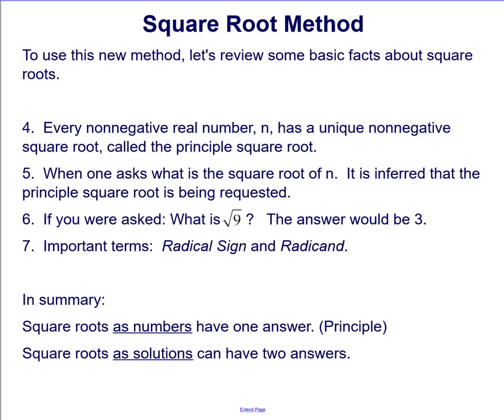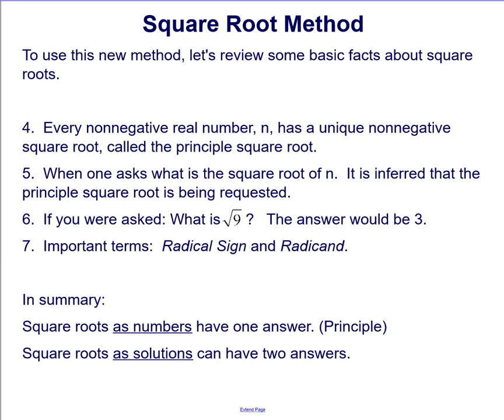Fact number 4, we're going to talk about a specific definition. Every non-negative real number n has a unique non-negative square root called the principal square root. When one asks what is the square root of n, it is inferred that the principal square root is being requested. So if you were asked what is the square root of 9, it would be appropriate to say 3, since 3 times 3 is 9.